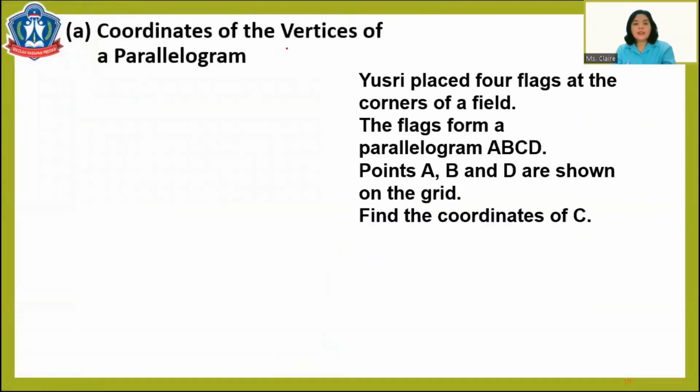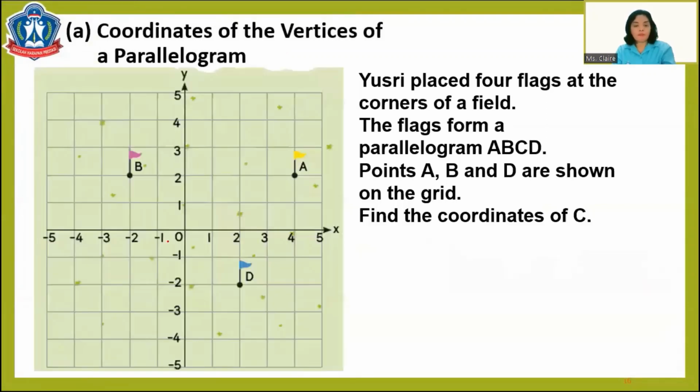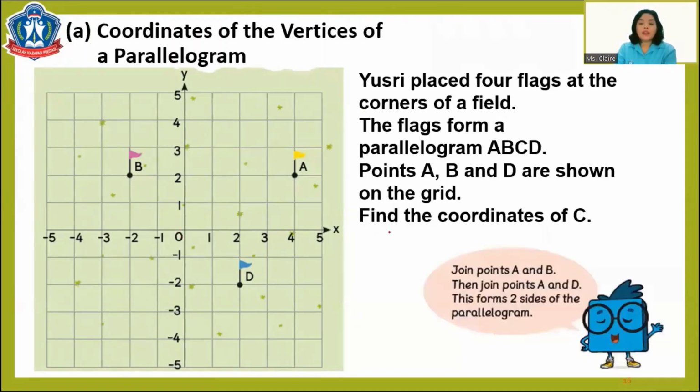Next, let's find the coordinates of vertices of a parallelogram. Okay, use 4 flags at the corners of a field. Here we're going to form parallelogram ABCD. But as you can see, we have missing point C. So we need to find the coordinates of C. So we need to connect first, children, the AB and AD. So after we connect them, we can find the coordinates for C.